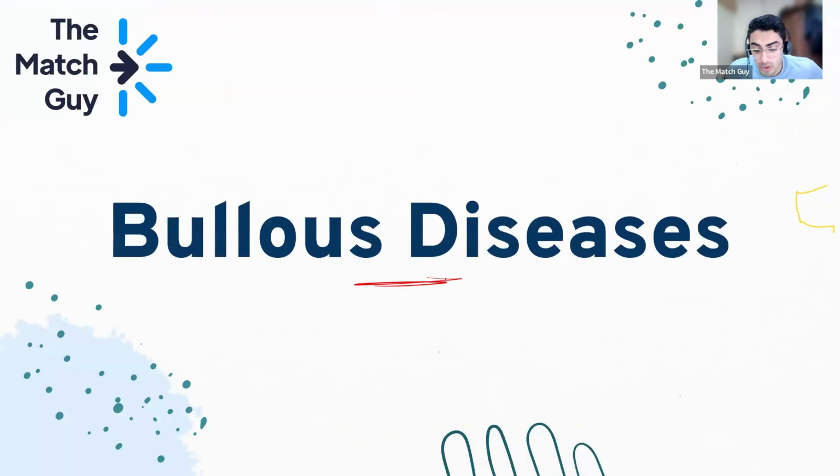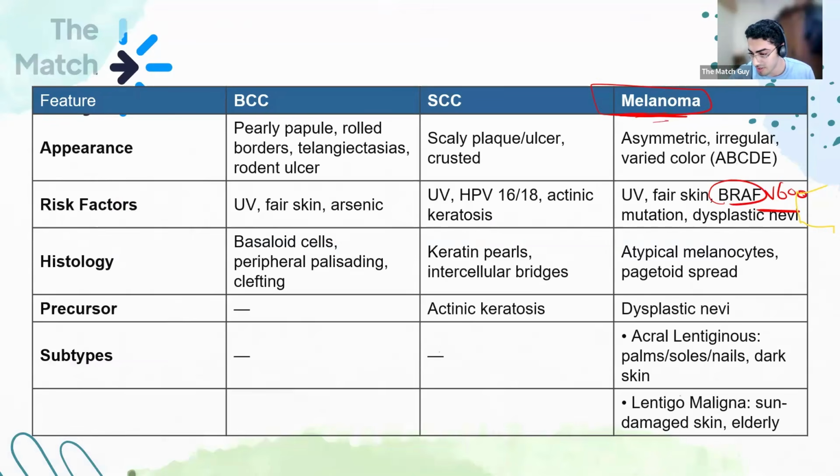Okay, let's go over the bullous diseases. Bullous diseases usually give you the appearance of blisters, and then he will ask you about them. But if someone needs anything about the skin cancer, this is the time to ask, guys. I believe you are talking about the BRAF V600. Yes, if someone has a BRAF V600 mutation, he can have increased risk for melanoma.